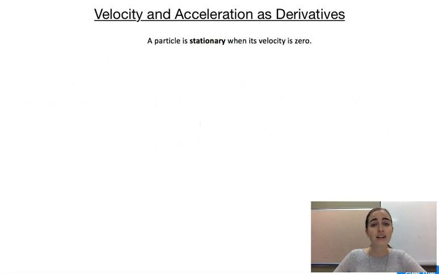So we say that a particle is stationary when its velocity is 0. So that means it's when its first derivative is equal to 0. And that's actually where the term stationary point comes from in all the calculus work that we've been doing so far. So let's have a look at a problem involving stationary points.